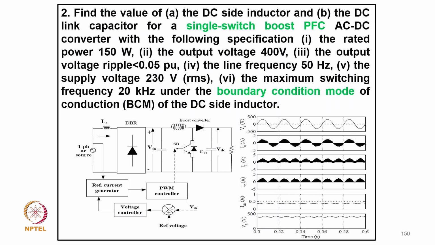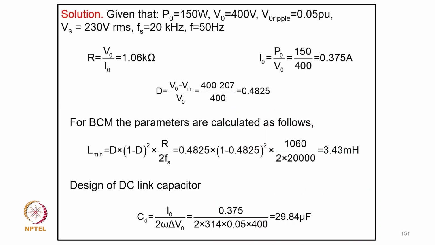So coming to the second numerical problem: find the value of the DC side inductor and the DC link capacitor for a single switch boost PFC AC-DC converter with the following specification. The rated power is 150 watt, the output voltage is 400 volt, the output voltage ripple is 0.5%, the line frequency 50 Hz, the supply voltage 230 volt, and the maximum frequency 20 kHz under the boundary conduction mode of the DC side inductor. You can just see here, after the rectifier a small capacitor, then we have a boost converter, and that typically maintains the supply current sinusoidal.